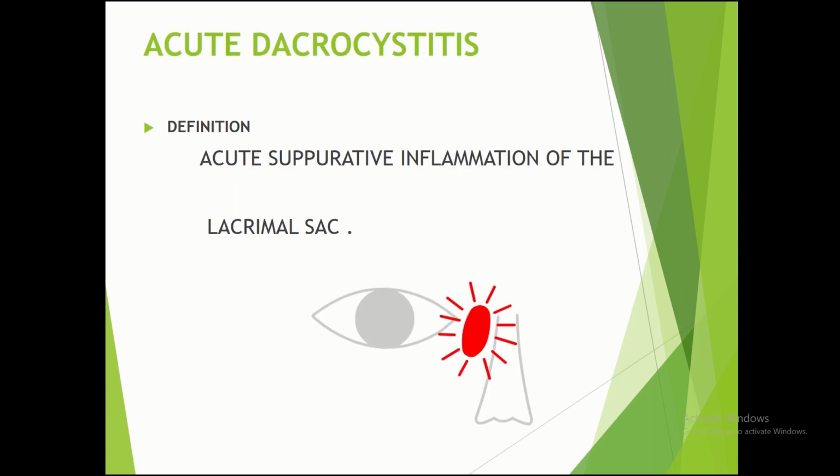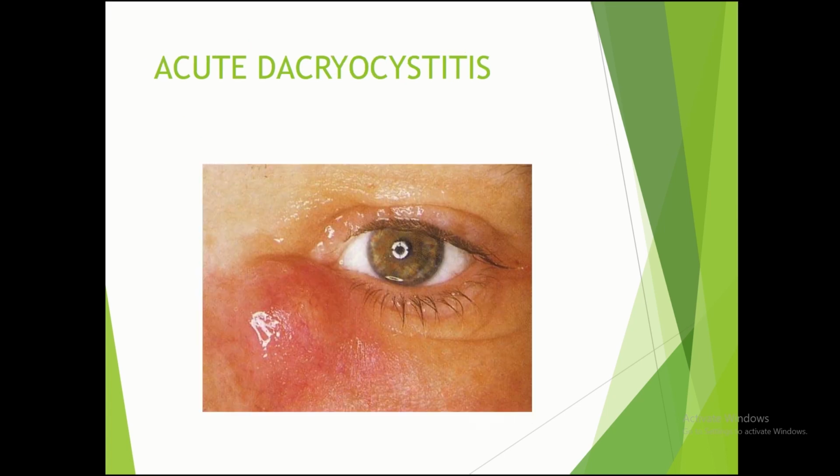What is acute dacryocystitis? It's nothing but an acute suppurative inflammation of the lacrimal sac associated with swelling in the medial aspect of the orbit. So this is a picture of acute dacryocystitis. You are able to see the erythematous enlarged sac here with the pus pointing.